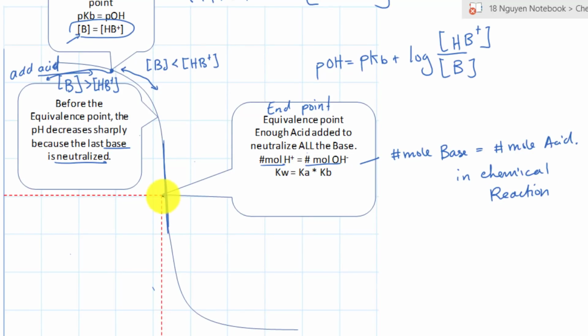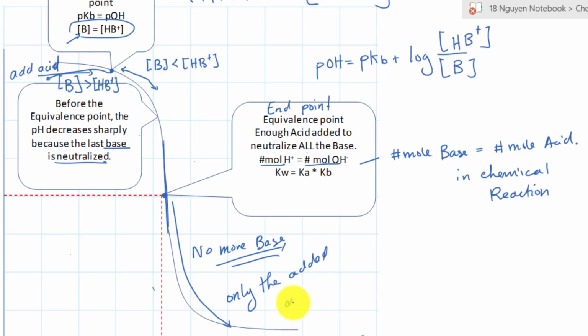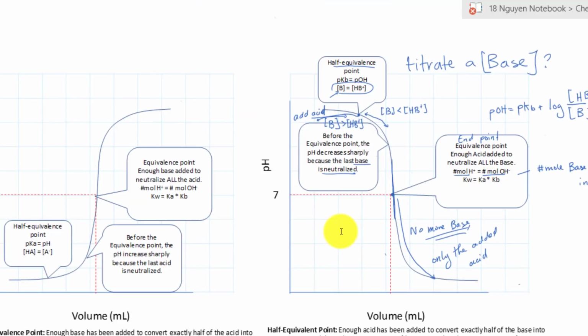And then if we pass this equivalent point, what we're going to have here is basically no more base. So all the base has been neutralized, okay? And what you have left is only the added acid. And that's why you see the pH drop dramatically. And there you go. Now you have a titration curve of an acidic solution with unknown molarity, or the titration curve of a base with unknown molarity.